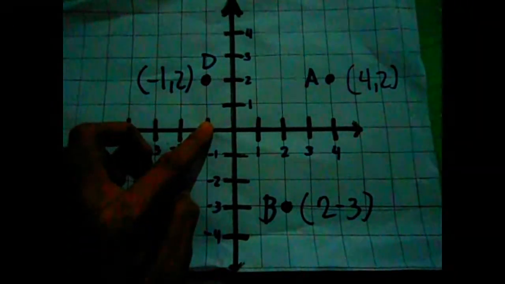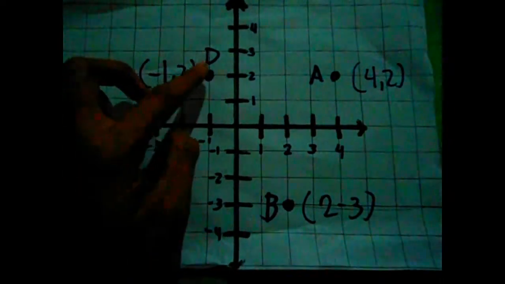And then next, you count again from the origin. You count negative 1 on the x-axis: 1, and count positive 2 on the y-axis: 1 and 2, and you make a dot, so we get point D. So this will be the answer to the problem.